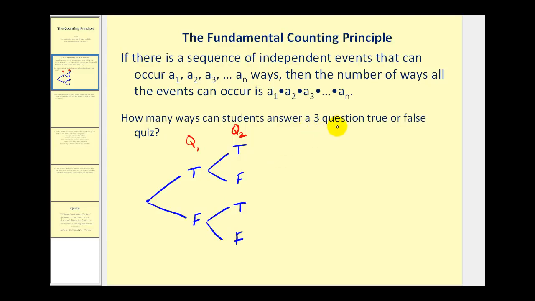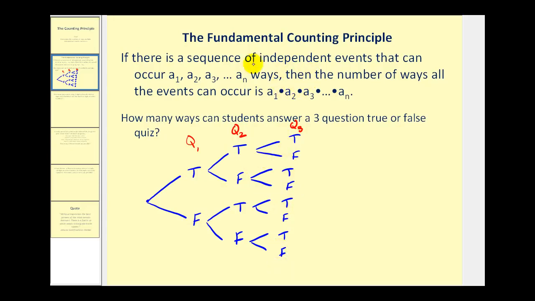And then lastly, for the third question, there's also 2 options. So at the end of each branch here, there are 2 options. So we have true, false here, true, false here, here, and here as well. So each of these branches represents a possible option for answering the questions 1, 2, and 3 for this quiz. And you can see there are 8 different ways: true, true, true, true, true, false, true, false, true, true, false, false, and so on, all the way down this tree.